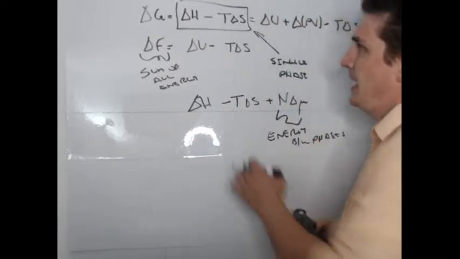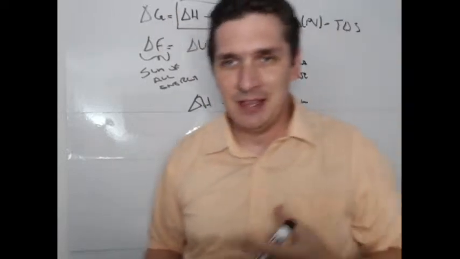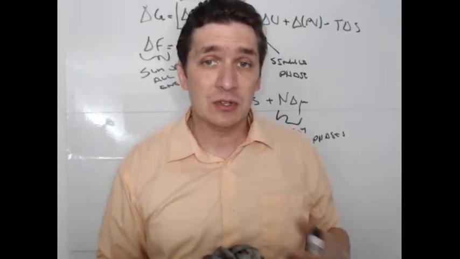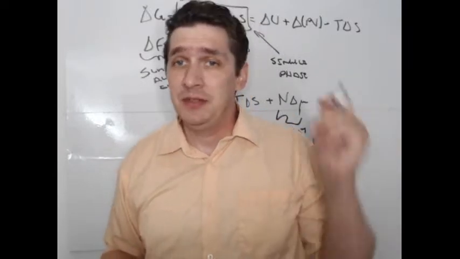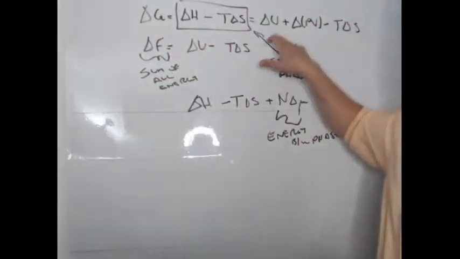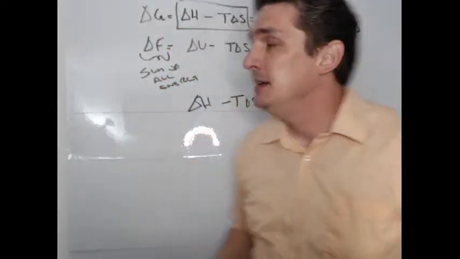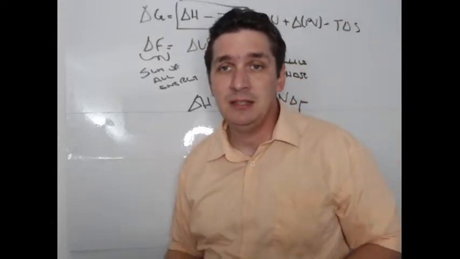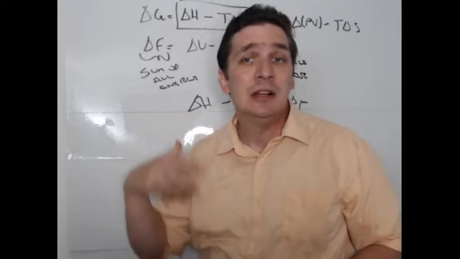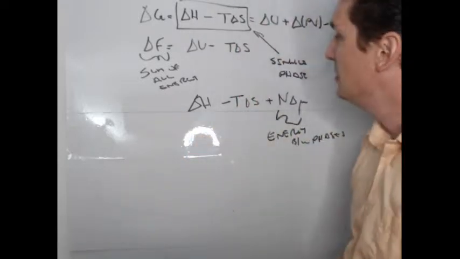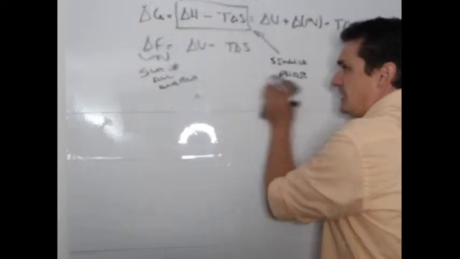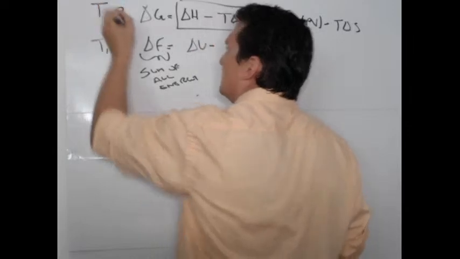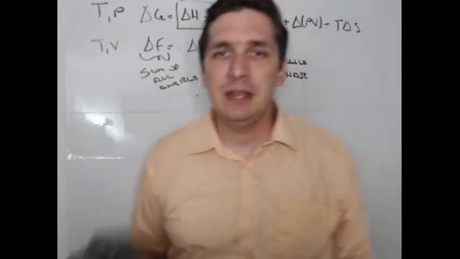But at their hearts, G's and F's are just the sums of all the different energy contributions for a given system. So if we have a puddle of water, there's delta H, which comes from the internal energy, delta U, which is the energy of the bonds, delta PV, which is the work energy, T delta S, which is the entropy, N delta mu, which is the chemical potential. All of that's in there. Helmholtz is basically the same definition, but the thing is that it's constant temperature and volume, and this is constant temperature and pressure. So why do we have to make this distinction?